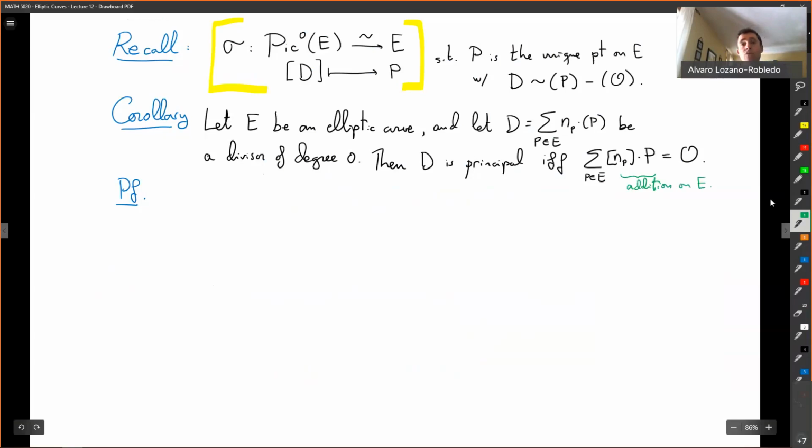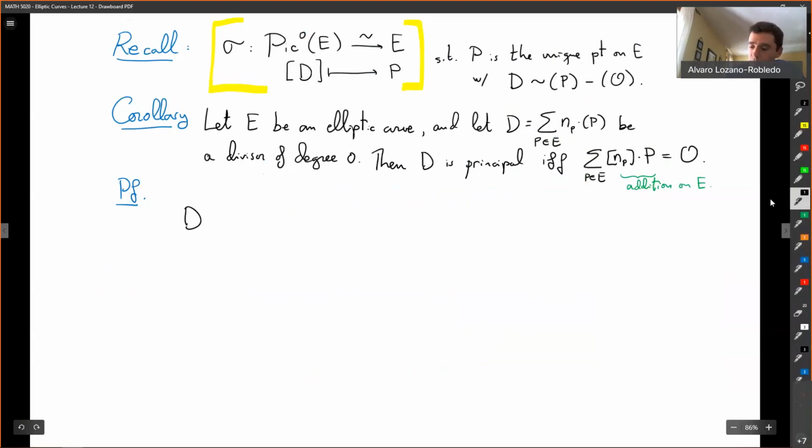If you add those points, so here, remember that this sum is just a formal sum. There is no actual addition of points happening. But now on the elliptic curve, I have an addition. So if you add the points according to the coefficients of the divisor, if they give you 0, then it is actually the divisor of a function. So let's start with a proof of that. So here's the proof. It's not that difficult.